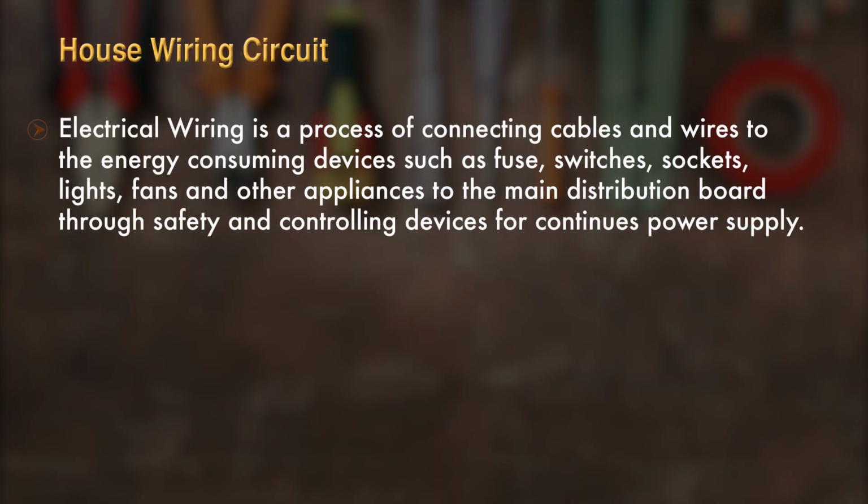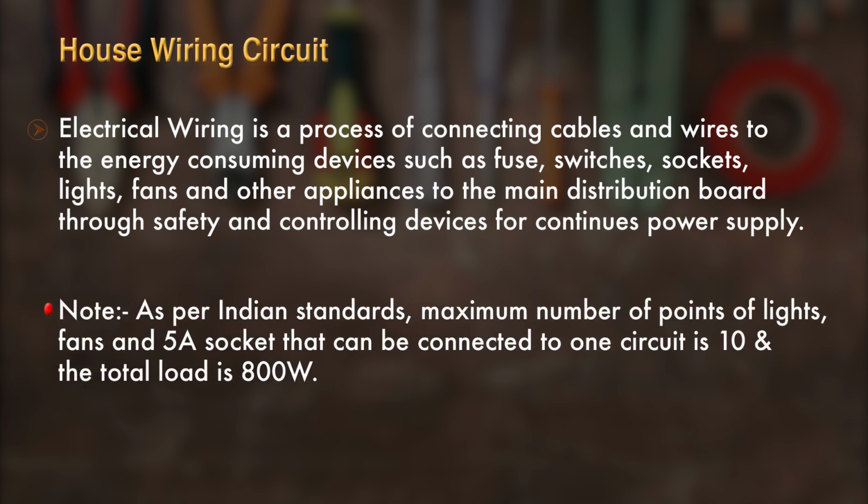Now we have to understand the house wiring circuit. Electrical wiring is a process of connecting cables and wires to the energy consuming devices such as fuses, switches, sockets, lights, fans and other appliances to the main distribution board through safety and controlling devices for the continuous power supply. Here you can note down that as per Indian standard, the maximum number of points of lights, fans and 5 ampere sockets that can be connected to one circuit is only 10, and the total load is 800 watt.